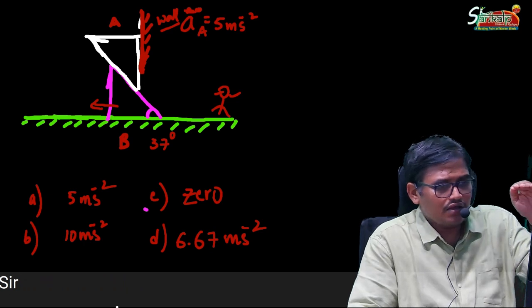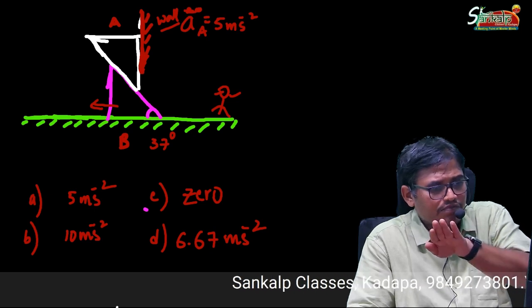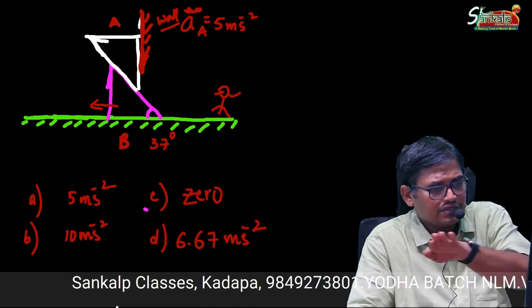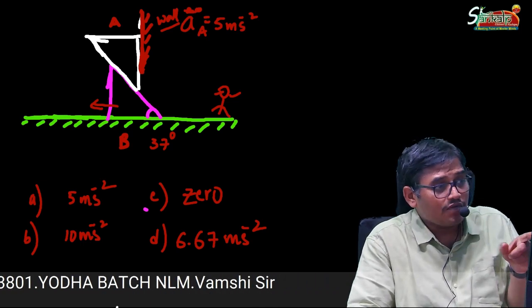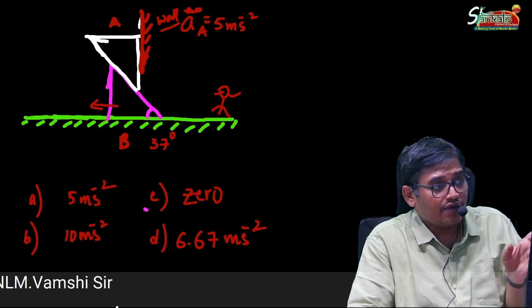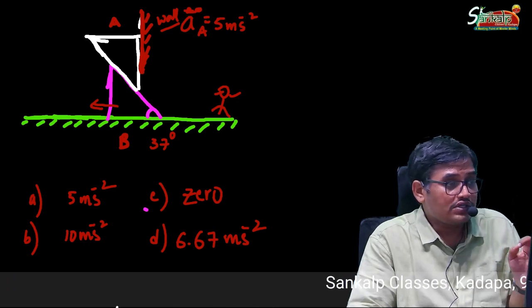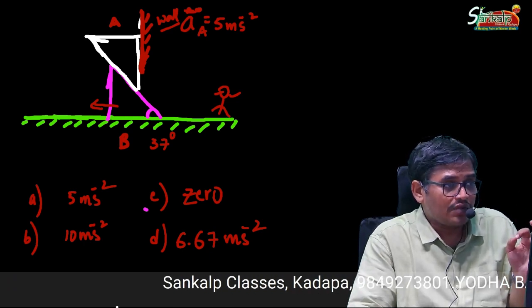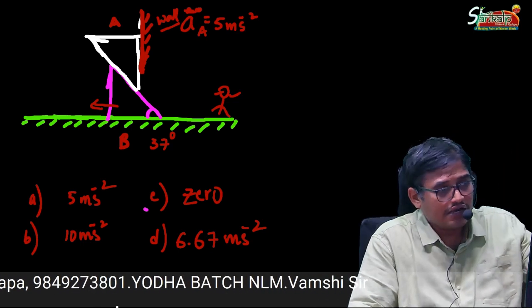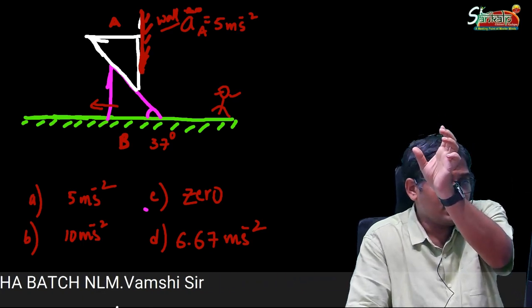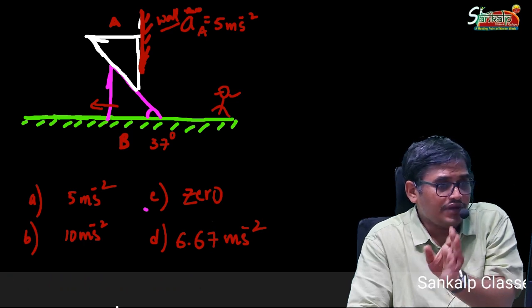Wedge A moves down, and wedge B moves towards the left. Wedge B moves on the ground, the pink wedge, horizontally. Wedge A will have vertical motion. This is the observation we should make. This is a very important observation in this question. Understood? A can move only in the vertical direction, it can move like this vertically. Okay, wedge A can move vertically. Wedge B can move horizontally.